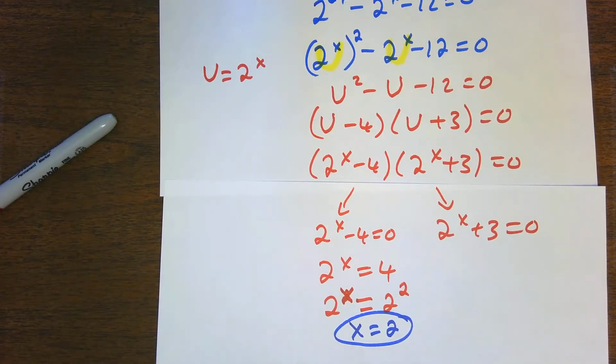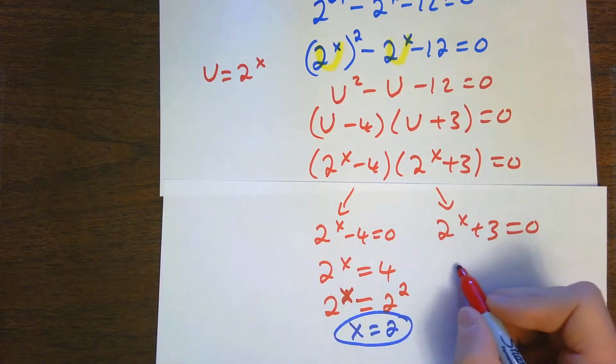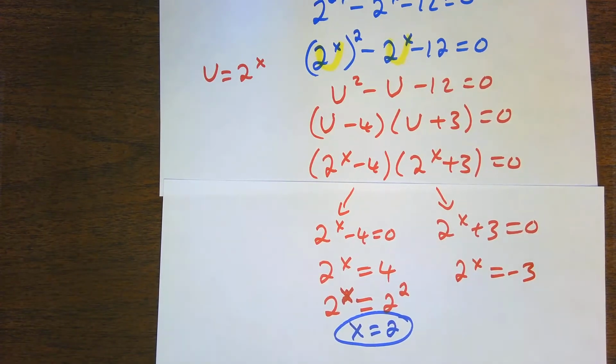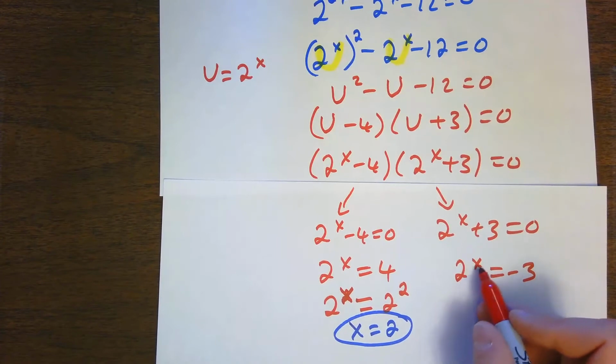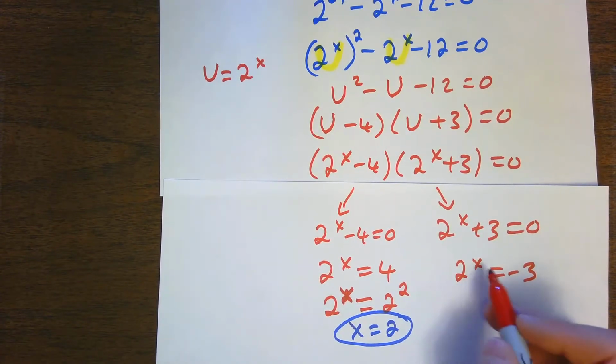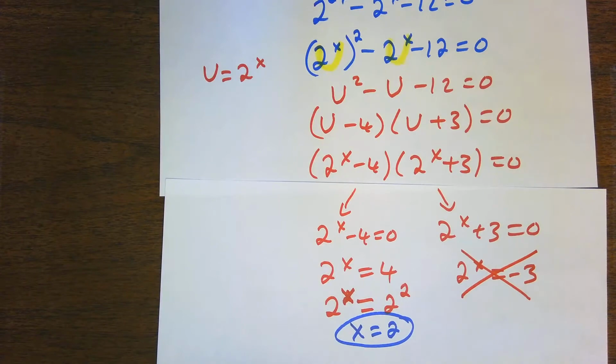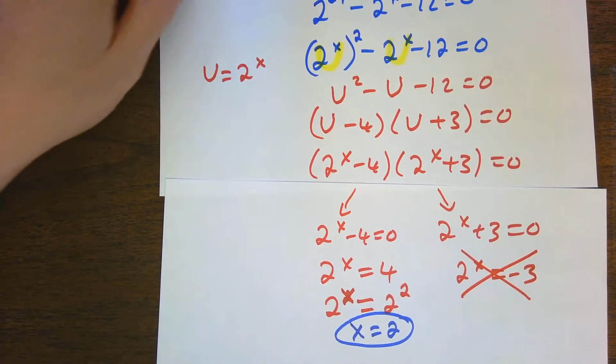What about looking at the other solution here? Here I get 2 to the x equals negative 3. As I take a look at 2 to the x equals negative 3, am I ever going to get a negative number from 2 to the x? Think about the graph of 2 to the x. No matter what you plug in for x, you'll never get a negative number. The domain is all real numbers, but the range never becomes negative. There are no solutions there. So the only answer is 2.